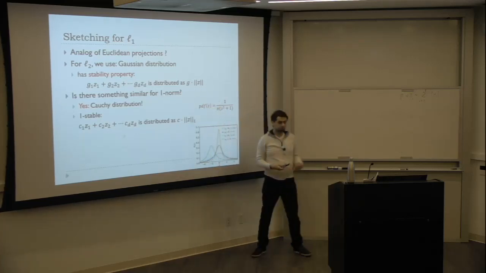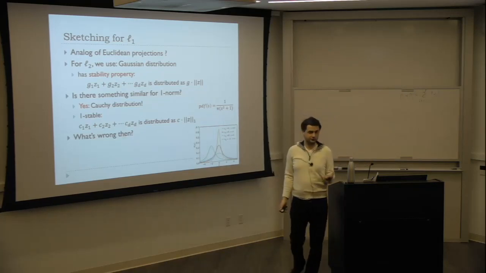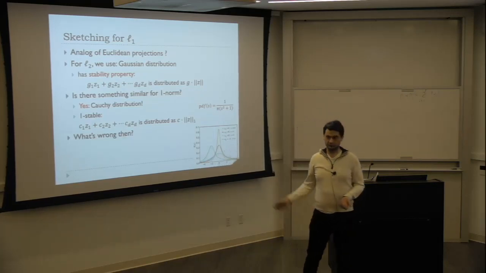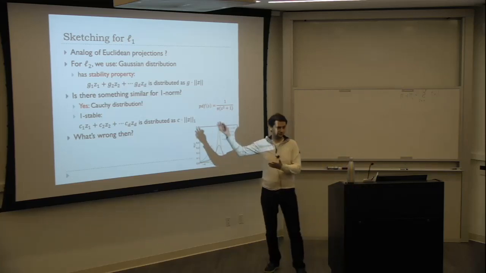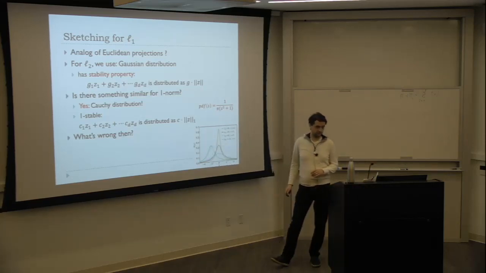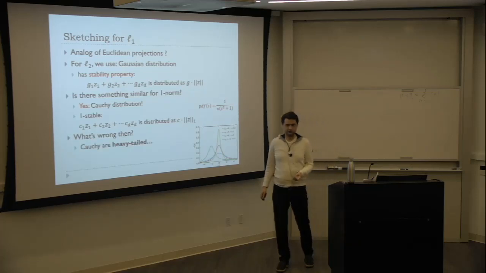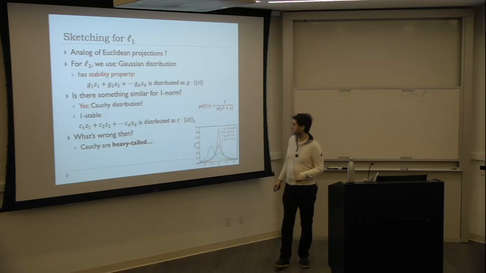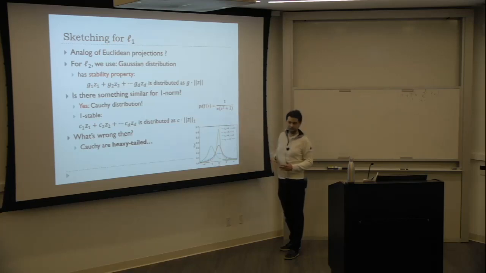So this is exactly the equivalent of this, except that the distribution is different, and instead of L2 we get L1, and voila. So why don't we use this for dimension reduction for L1? We have just replaced Gaussian distributions with Cauchy. Sounds like we should be done. Well, the issue is that Cauchy distributions, unlike Gaussian distributions, are heavy-tailed. For the Gaussian distribution, the PDF decays exponentially fast. This decays only polynomially fast. And this is an issue.